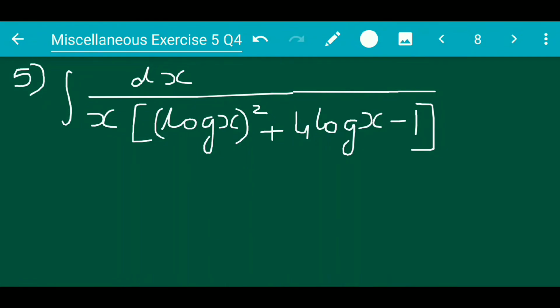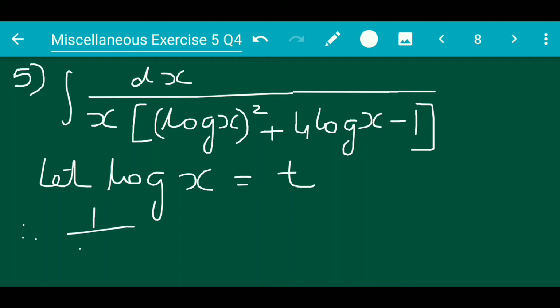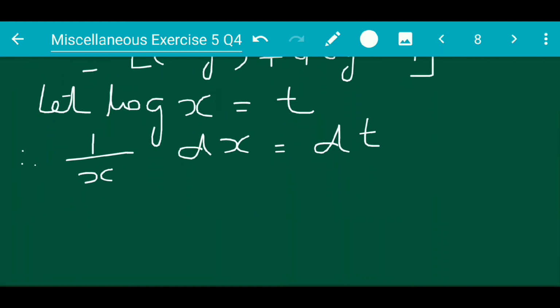Now the fifth question, the integral of dx upon x into log x the whole square plus 4 log x minus 1. In this case again it's a substitution sum. So we write: let log x equal t, and therefore 1 upon x dx is equal to dt. As you can observe in the question, the 1 upon x dx term is there.